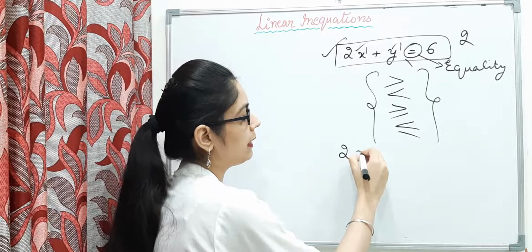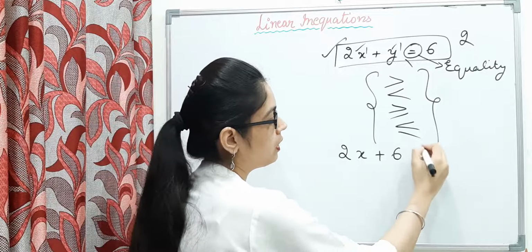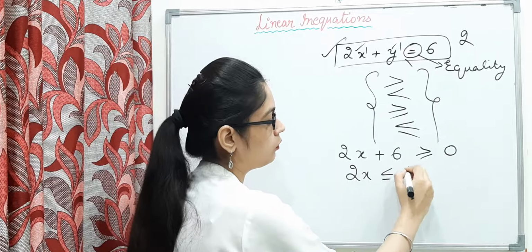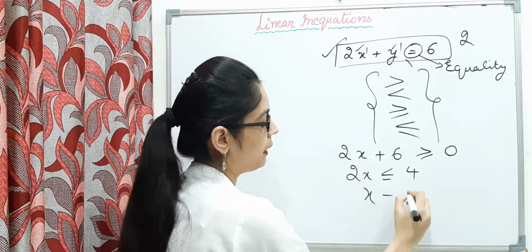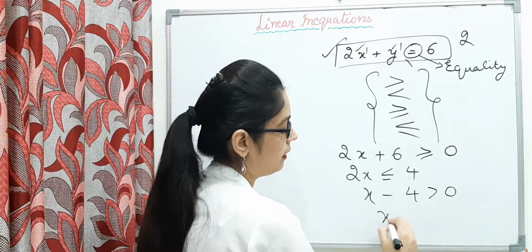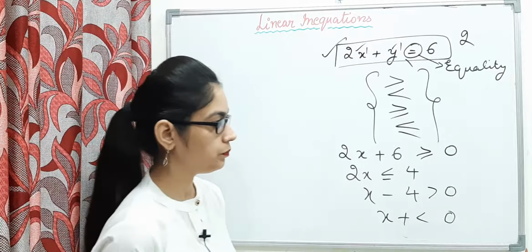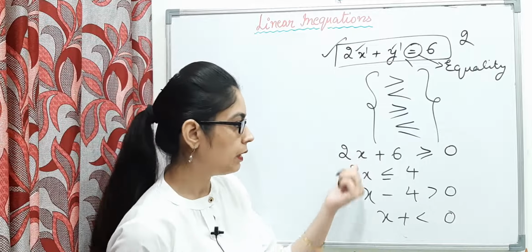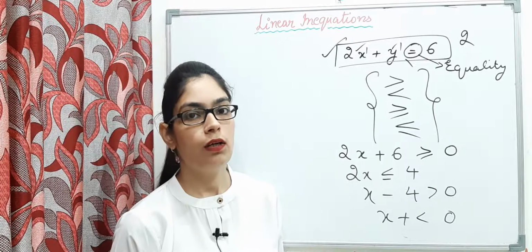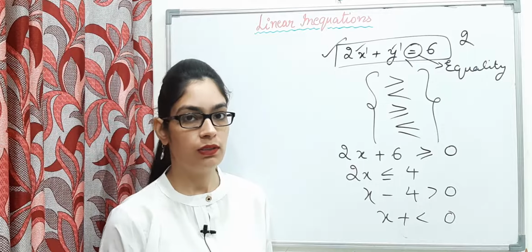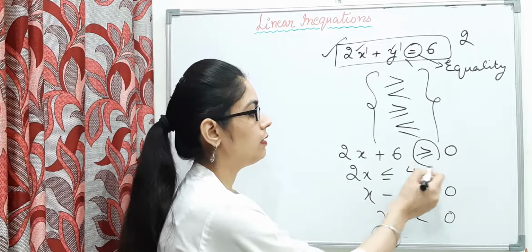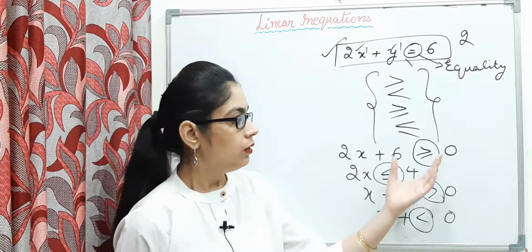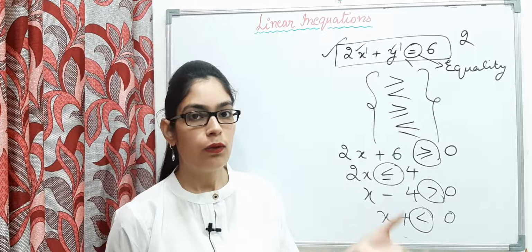That means expressions like this: 2x plus 6 greater than or equal to 0, 2x less than or equal to 4, x minus 4 greater than 0, x plus 4 less than 0. Only this type of expressions we will deal with in this chapter. The variable will be 1. The degree of the variable should also be 1 because it's a linear inequation, and the sign of inequality will be there. So this is how a linear inequation looks.